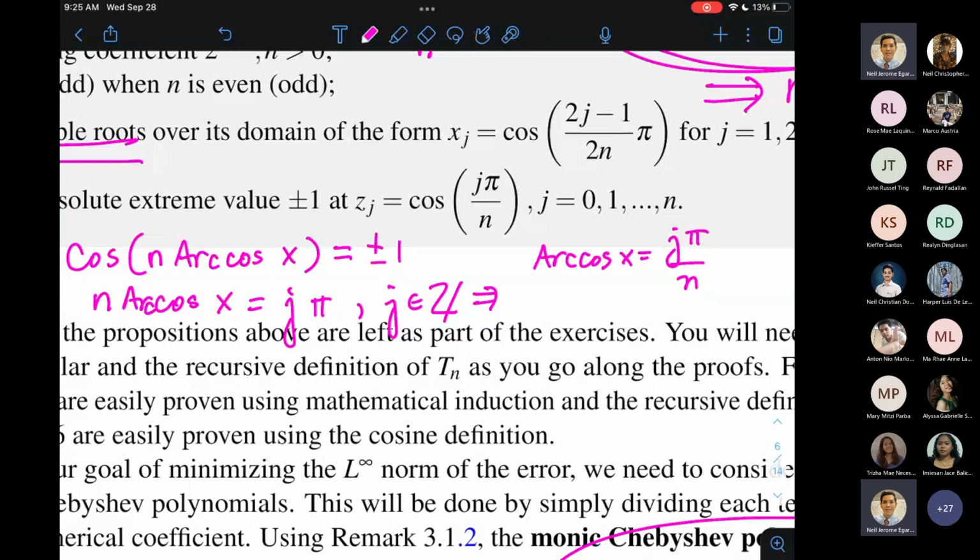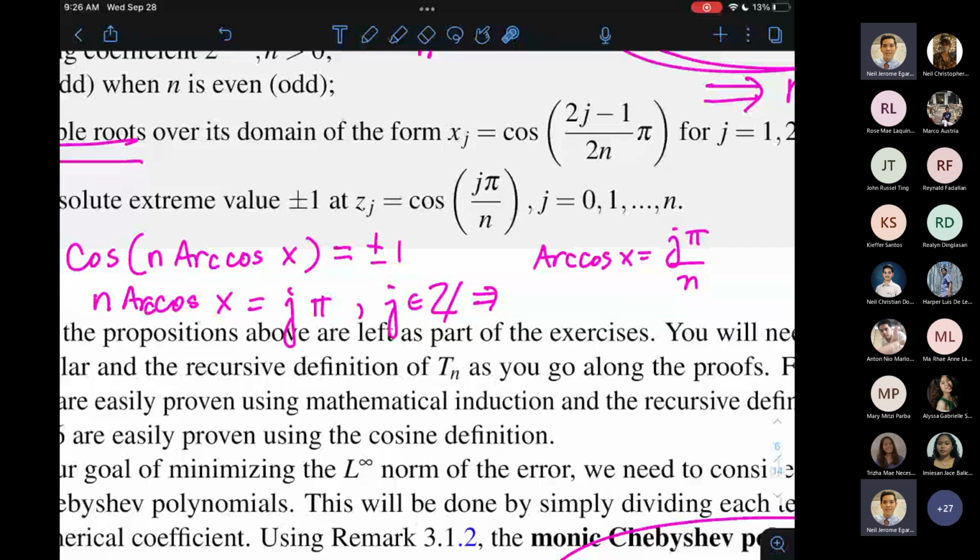Pero before I take the cosine of both sides, we need to take note na arc cosine of x dapat si j pi over n. So, ibig sabihin, dapat itong j pi over n ay hindi lalampas ng 1. Kasi pag lumampas yung value niya ng 1 o lumampas ng negative 1, hindi na siya pwedeng maging solution ng equation. Kasi arc cosine nga siya, ang range ng cosine ay from negative 1 to 1 lamang. So kapag ka si j ay naging n plus 1, ibig sabihin ito ay magiging greater than 1, hindi na siya pwedeng maging cosine ni x, right?